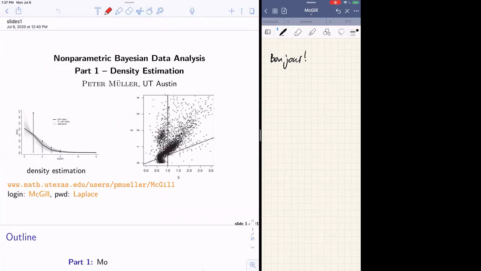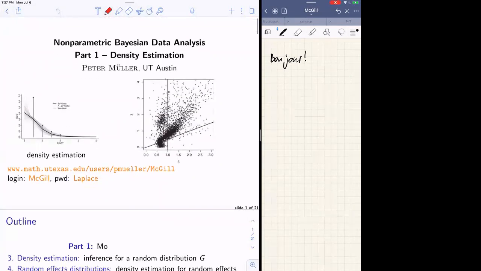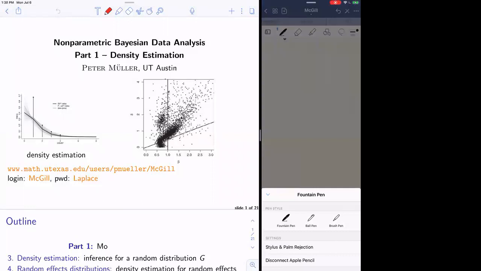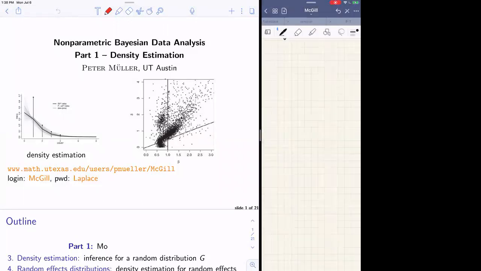So we're now talking about part 1, density estimation. I think of density estimation as kind of the easiest statistical inference problem. Density estimation is essentially when you have data y_i coming from some distribution f, say f is unknown, and we want to make inference about f. That is density estimation, right?